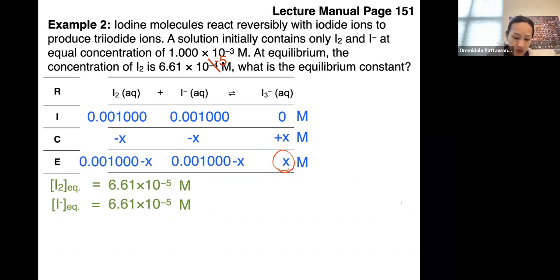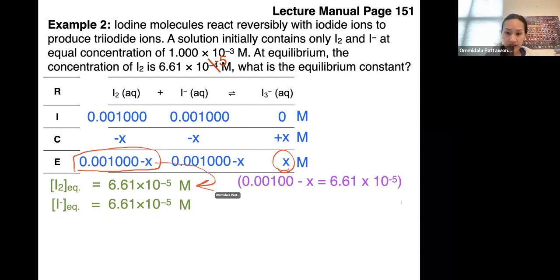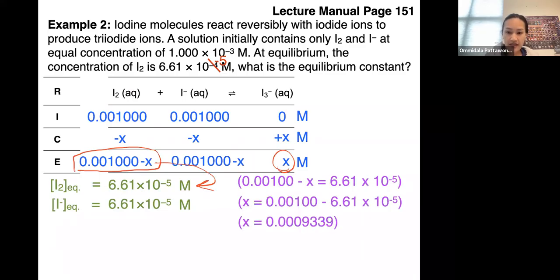Since we know that this concentration right here is equal to this given value, all you need to do is set it up equal to each other and then solve for X. So therefore, X is going to come out to be this value right here. So that means the concentration of I3 minus is going to equal this molar.